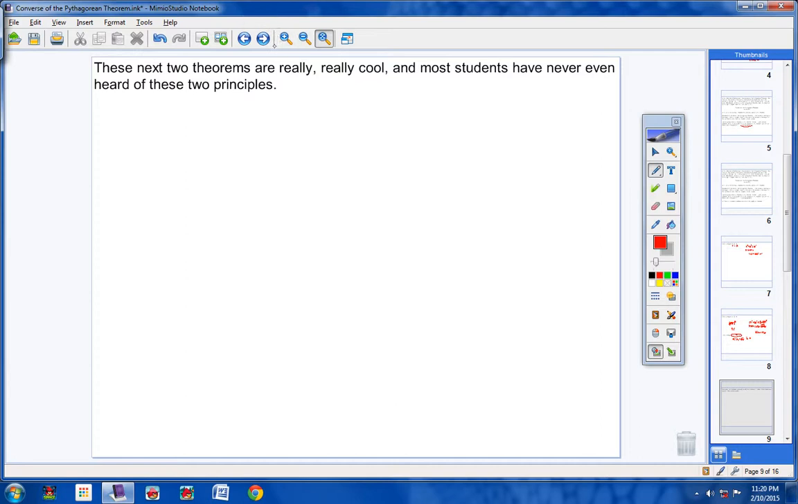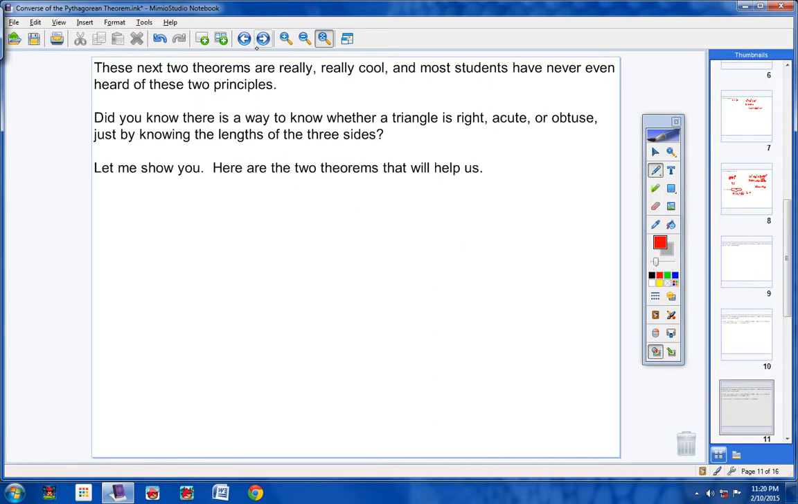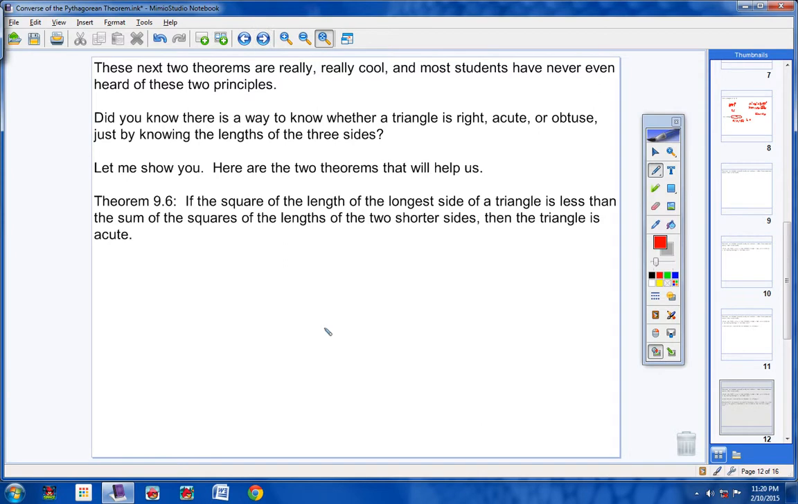The next two theorems are really, really cool, and most students have never even heard of these two mathematical principles. Did you know that there is a way to know whether a triangle is right, acute, or obtuse? Just by knowing the lengths of the three sides. You don't even need to know the measurement of the angles. Okay? It's really neat. Let me show you. Here are the two theorems that will help us. Here's the first theorem. Go ahead and copy this down while I read it.